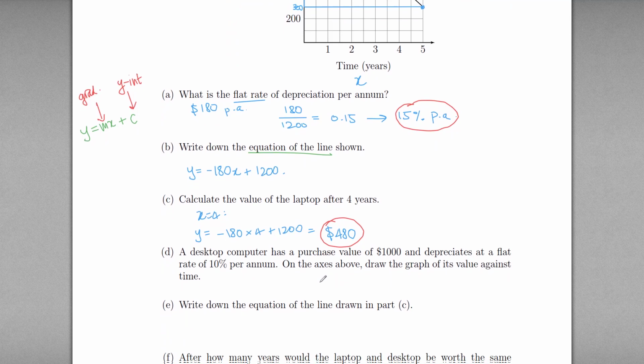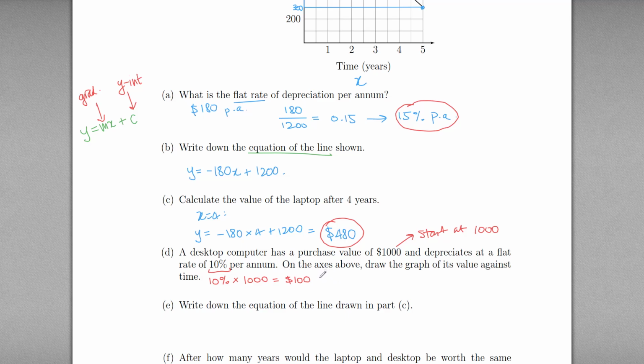And so part D: a desktop computer has a purchase value of 1000 and depreciates at a flat rate of 10% per annum. Draw the graph of its value against time. So a purchase value of 1000 means that the graph better start at 1000, so we'll make a note of that. It depreciates at a flat rate of 10% per annum. Well, 10% is a percentage of the initial price, so of the 1000. So that means it's going to depreciate by 100 per year.